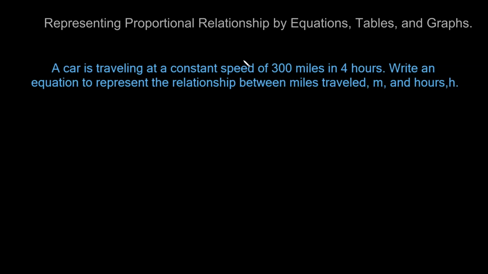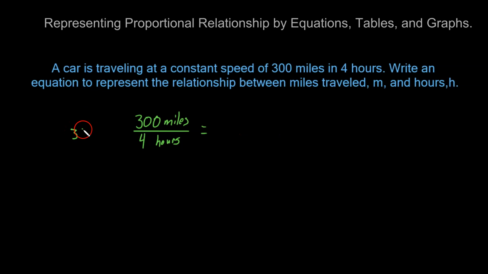So what we need to do here is find out what our unit rate is. We know they travel 300 miles in 4 hours, so we can find the unit rate by taking 300 miles and dividing that by 4 hours. Miles per hour, right? So 300 divided by 4.